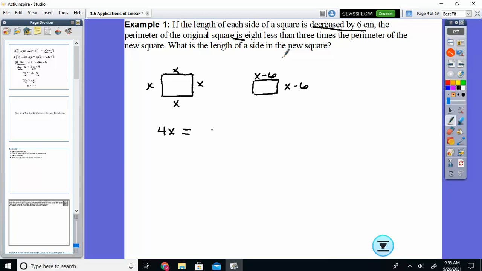Now, careful. Less than, you flip the order. Okay, if I say you have $5 less than me, it's not 5 minus how much money I have, it's my amount minus 5. So we're going to subtract 8. 3 times the perimeter of the new square. Okay, what's the perimeter of the new square? X minus 6, and we have to add up that x minus 6 4 times. So we get 4x minus, I didn't leave myself enough room.